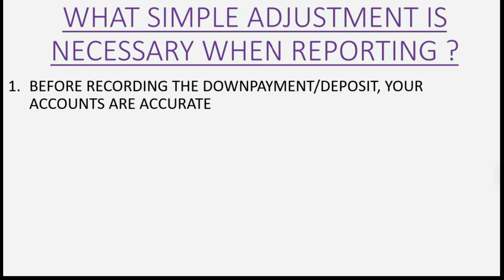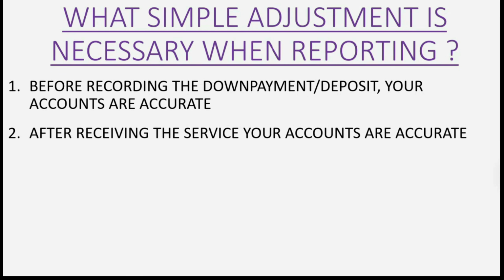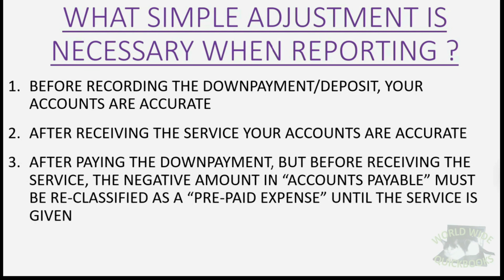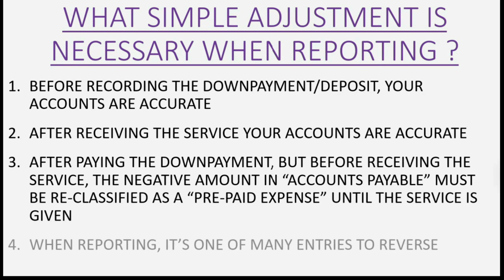Before recording the down payment or deposit, your chart of accounts is accurate. And after you finally receive the service and apply the bill against the check, your accounts are accurate at that moment as well. But after receiving the down payment, but before receiving the service, the negative amount in accounts payable really needs to be reclassified as another category called prepaid expense. And it should sit there until the service is given. Now that adjustment would make your chart of accounts correct at the moment you report.